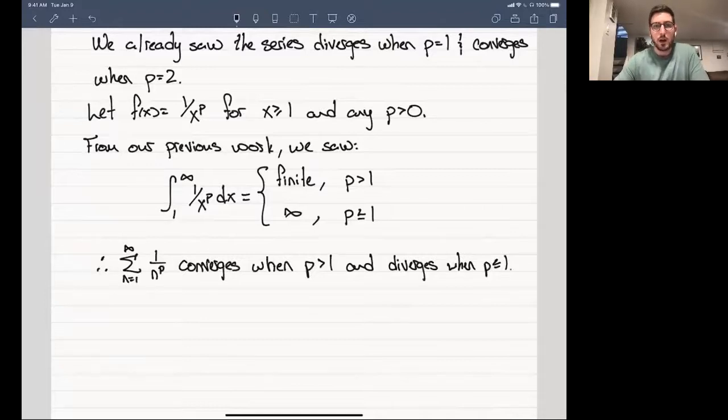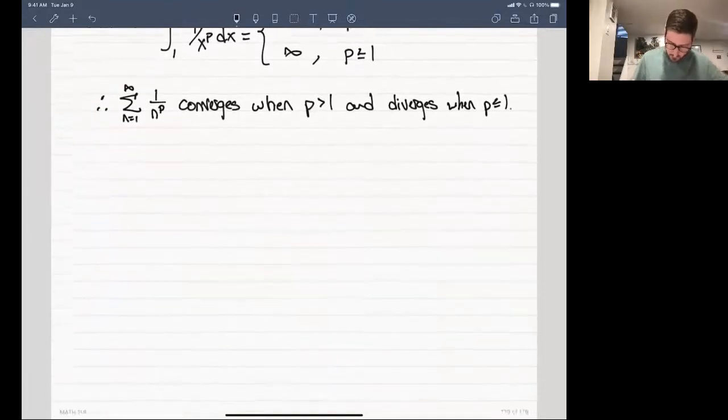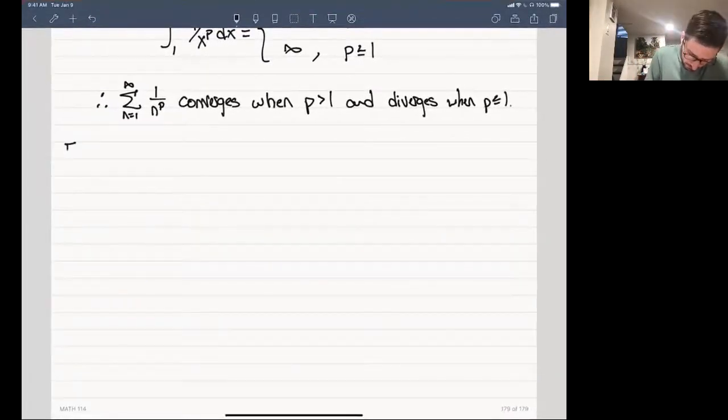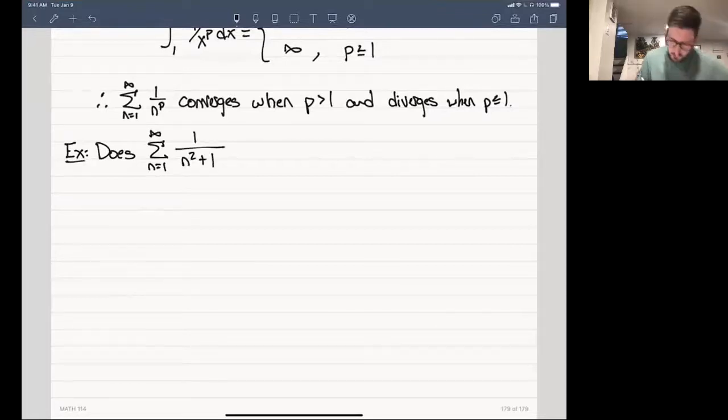Okay, let's take a look at another example. This is, again, very related to what we saw with these improper integrals. So we're going to use sort of the same examples that we did there. Let's look at 1 over n squared plus 1. Okay, does this thing converge?